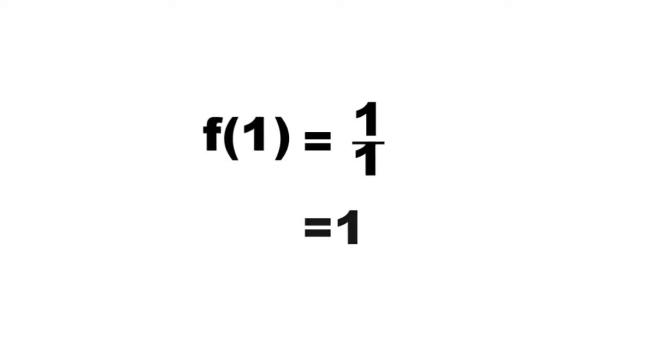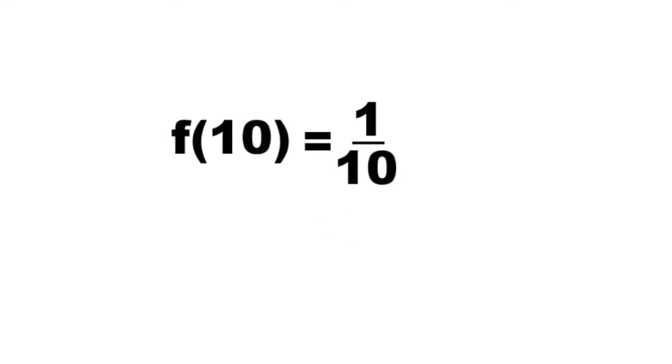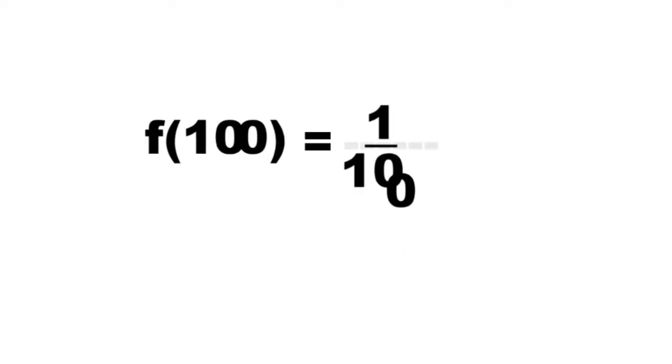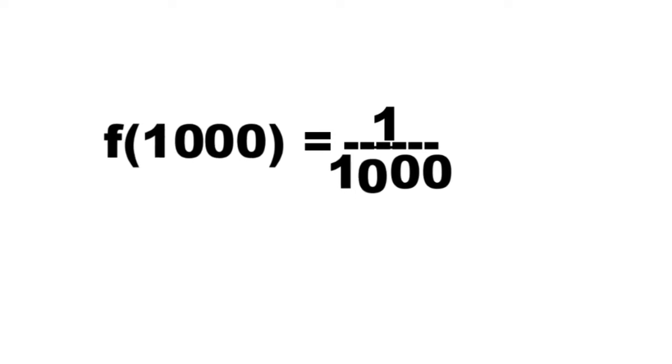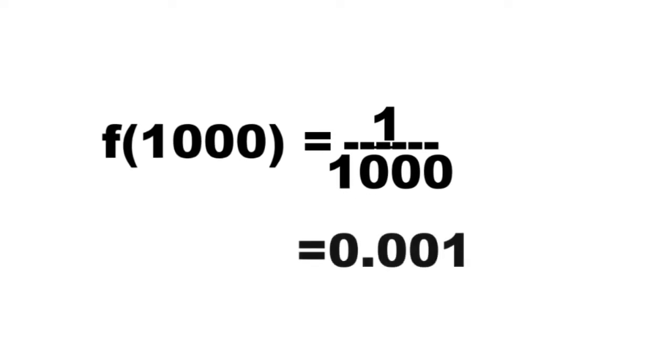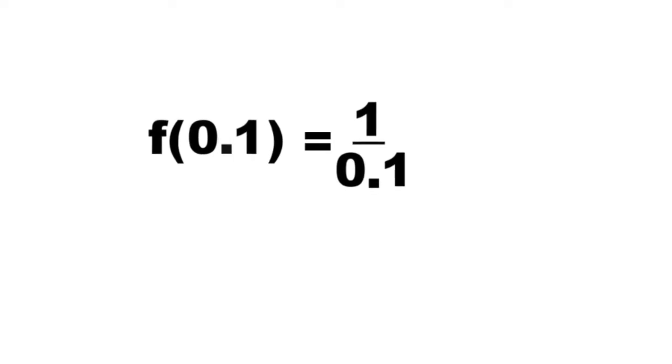Let's try assigning 10, so f of 10 equals 1 divided by 10. 1 divided by 10 is 0.1. Then we are going to try 100. So f of 100 equals 1 divided by 100, which is equal to 0.01. Then we are going to try 1000, so f of 1000 equals 1 divided by 1000, which is equal to 0.001.